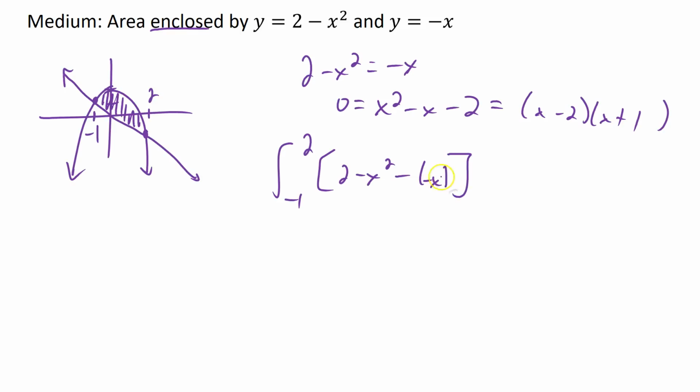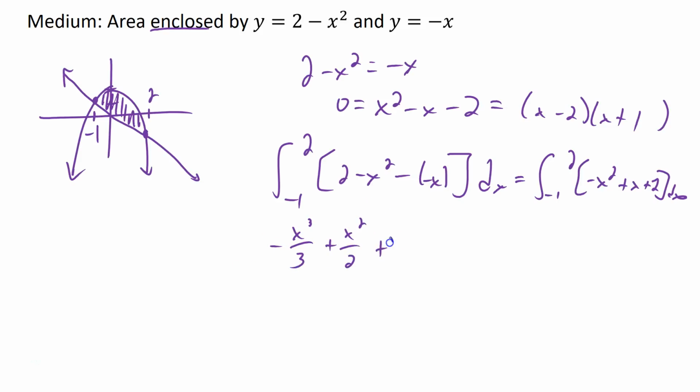If this function is more complicated, make sure you use parentheses. Very, very important. AP loves to give you things that have just 2 terms, like negative x plus 1, something like that. You would have to make sure you have that in parentheses. You're subtracting the entire function. This is dx. Alright, so let's rewrite that a little prettier. Negative 1 to 2. I'm going to write that as negative x squared plus x plus 2 dx. So antiderivative, negative x cubed over 3 plus x squared over 2 plus 2x, evaluated from negative 1 to 2.